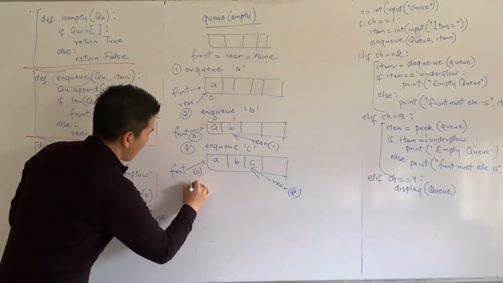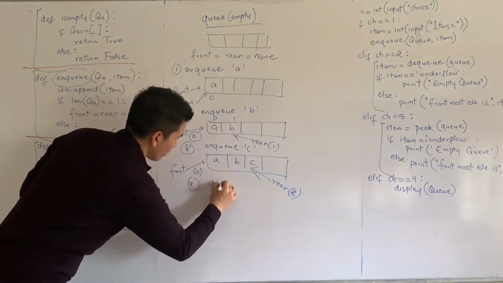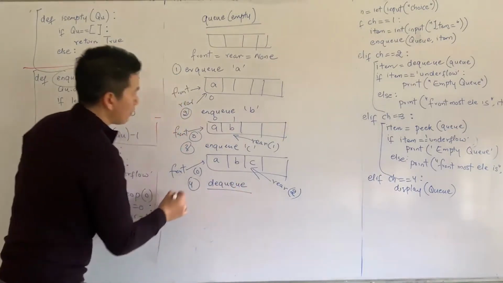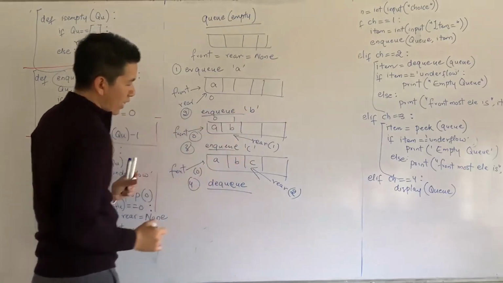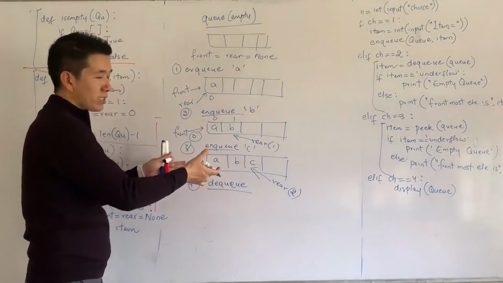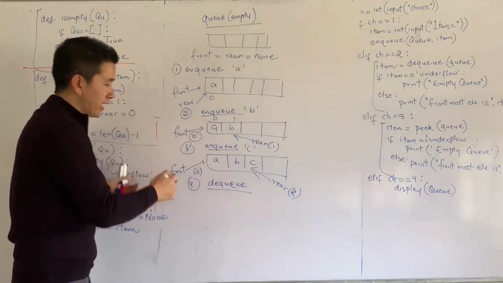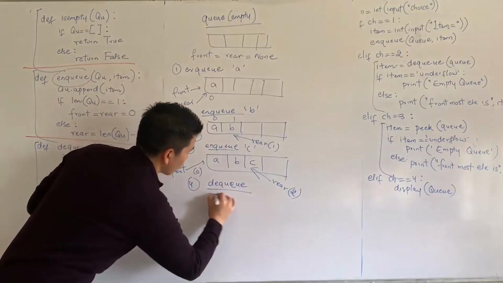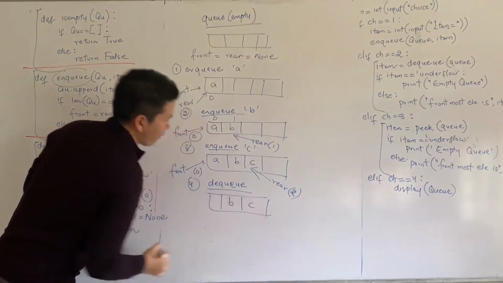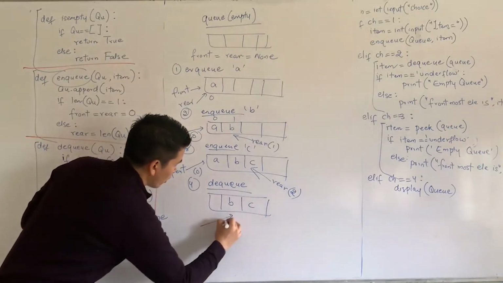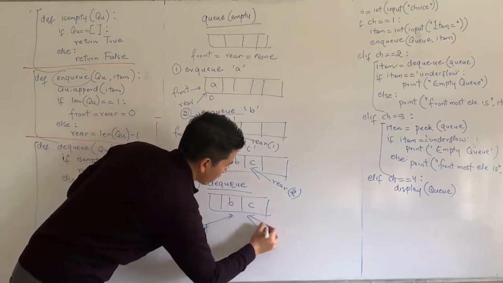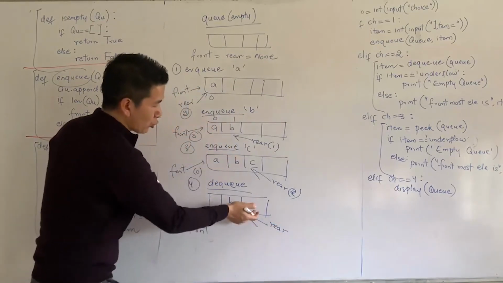Now let's say I want to DQ an element from the list of Q. Then what happens is, the deletion or removal will take place at the front end. So the new look of the status will be something like this. You will now have B, and then C. The front will now be pointing to B, and the rear will point again to C.